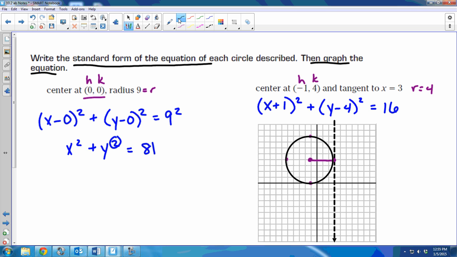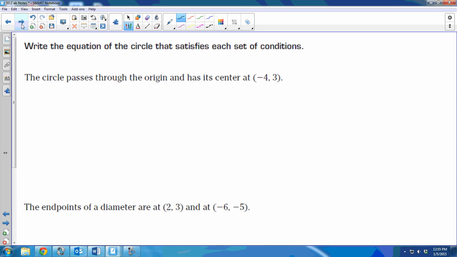Okay, so you do the next two examples. All right, the next two is a graph. We're still trying to write the equation, still looking for the center and the radius. They're just going to give you different information. So writing the equation of the circle that satisfies each set of conditions.